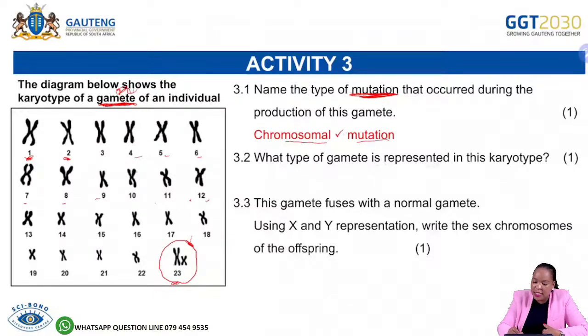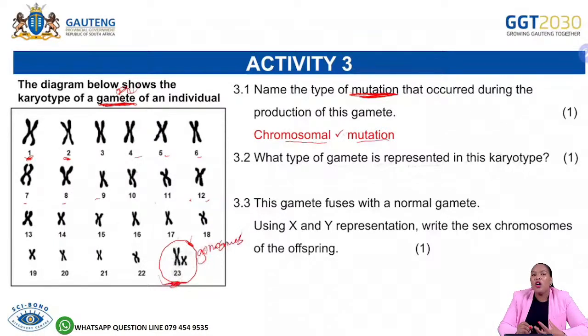What type of gamete is represented in this karyotype? Now this tests your knowledge of the female and the male gametes. So how do they look, or what is the karyotype supposed to look like? You know that the chromosome that tells us the type of gamete that we have is chromosome number 23. So at chromosome number 23, this is where you find your gonosomes. What are gonosomes? Sex chromosomes.